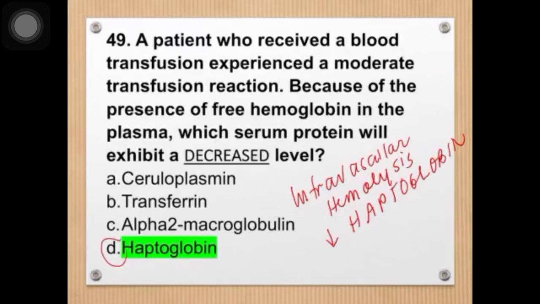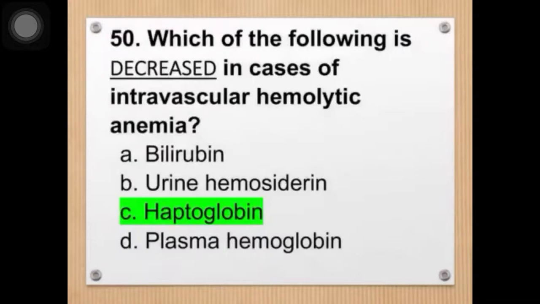Kung ito decreased haptoglobin, ano naman yung condition with increased haptoglobin? Pwedeng sagot po doon is acute inflammation. Kasi ang haptoglobin is also an acute phase reactant. In hemolysis decrease, in case of inflammation, increase haptoglobin. Correct answer 49, letter D. Number 50. Which of the following is decreased in case of intravascular hemolytic anemia? Huwag kakalimutan.